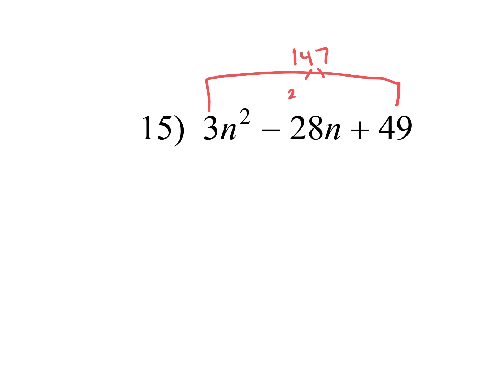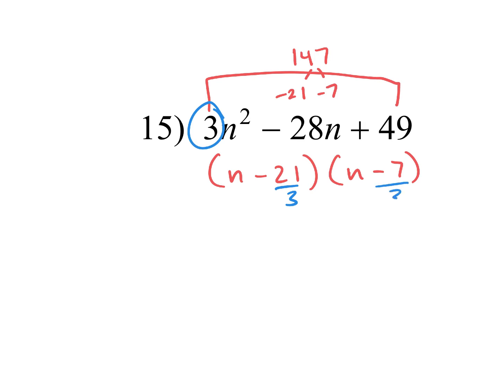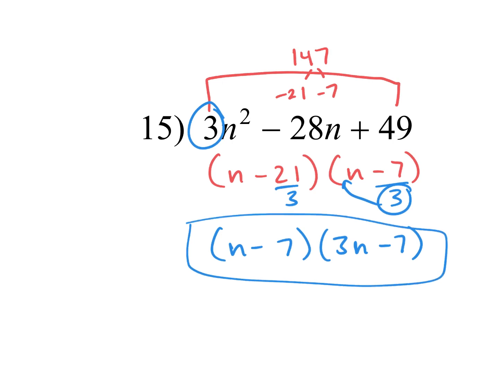21 and 7? Yeah. And which one's negative? Both of them are negative. Perfect. So I have n minus 21, n minus 7. What should I do next? Divide by 3. So I have n minus 7. The 3 goes in front of the n, so this would be 3n minus 7. Any questions here?